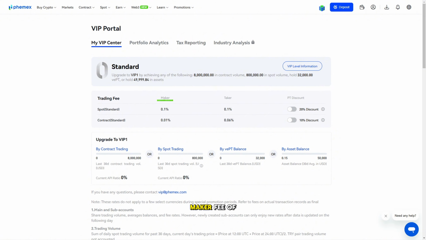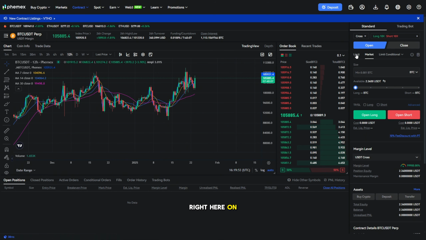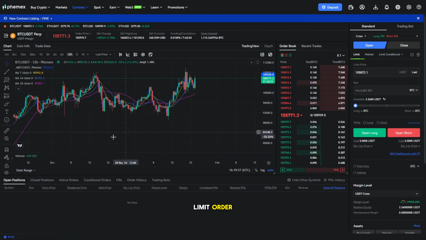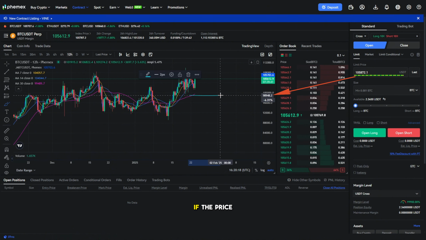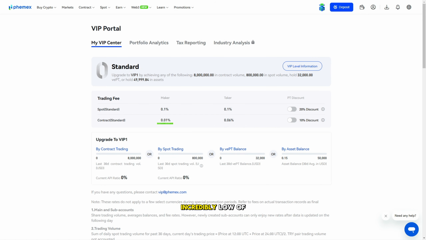First of all, there is the maker fee of 0.01%. Maker fee means that you always have to pay it when you're placing a limit order. The limit order means in trading, right here on the right side, if you choose to use a limit order, you can set a certain price in here, for example, at 38,000, and then only if the price goes down to that price, then the order will be executed. The fee for that is always a little bit lower because you're effectively placing an offer in the order book, which is of course useful for the platform, and therefore the fees are a bit lower. As you can see, 0.01% is incredibly low of a fee.